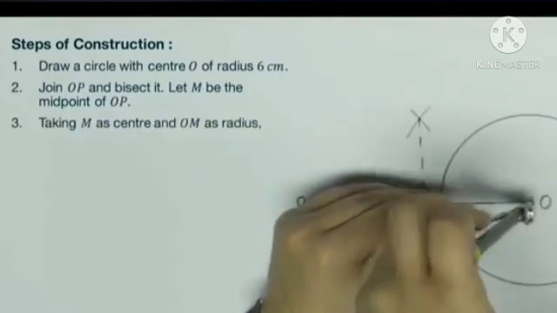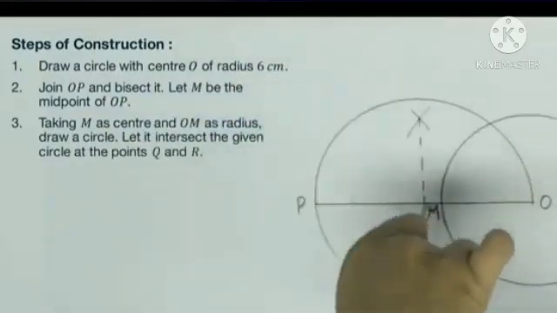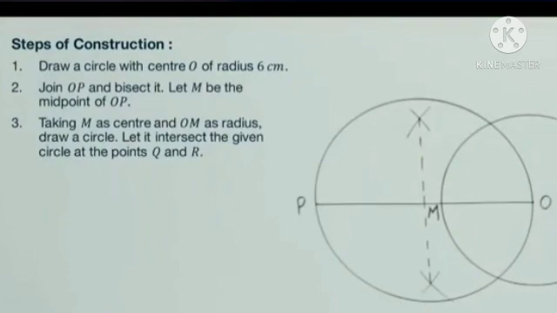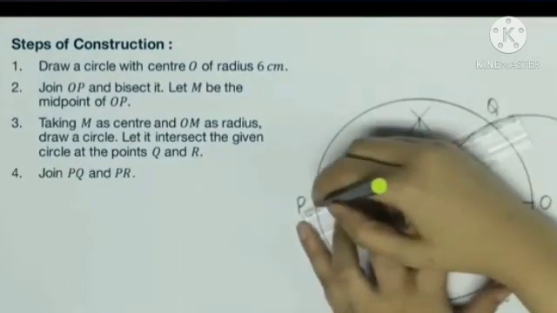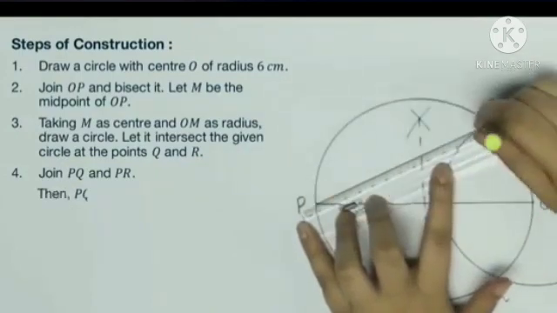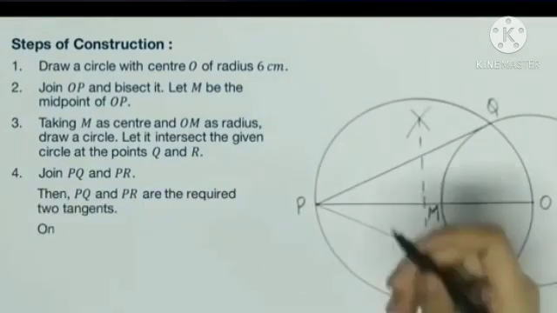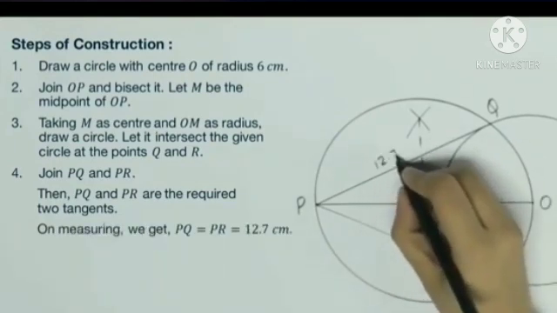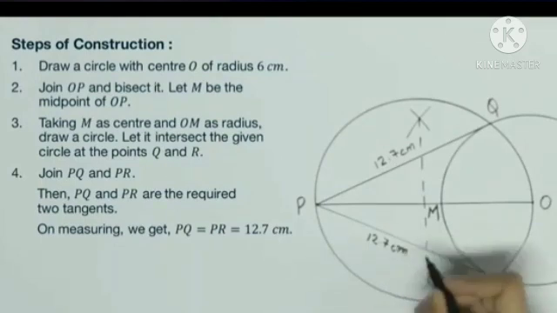Taking M as center and OM as radius, draw a circle. Let it intersect the given circle at points Q and R. Join PQ and PR. PQ and PR are the required two tangents. On measuring, we get PQ is equal to PR is equal to 12.7 centimeters.